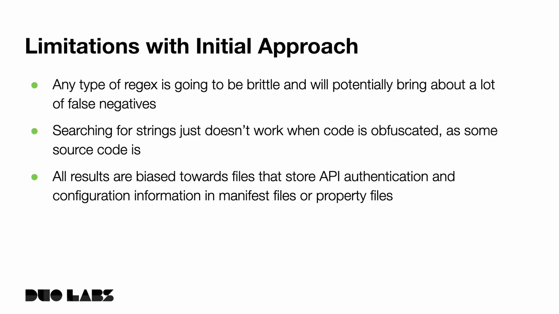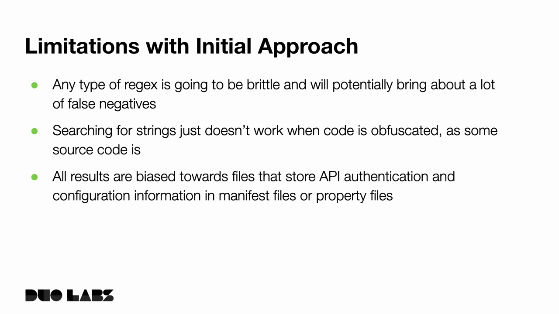The next thing is that searching for strings doesn't really work when your code is obfuscated, and that happens when people release apps. So again, all the checks will pretty much fail at that level. And then the results of these initial methods were biased towards these official approaches of people storing their API keys in a certain way, or maybe having a properties file. So we took a step back and thought, maybe we can do better.